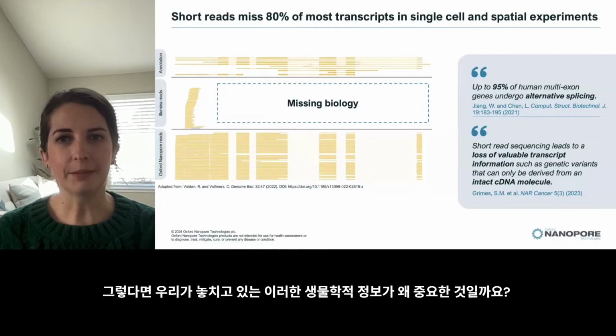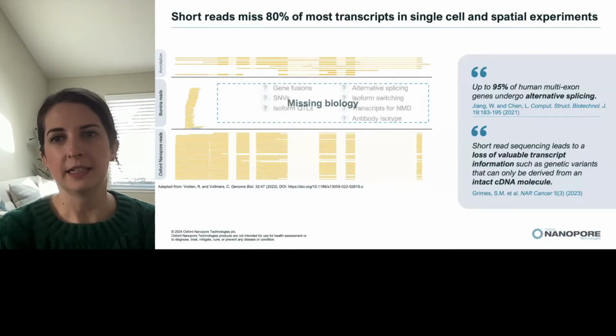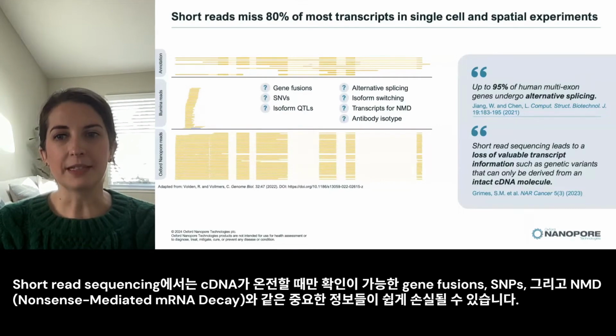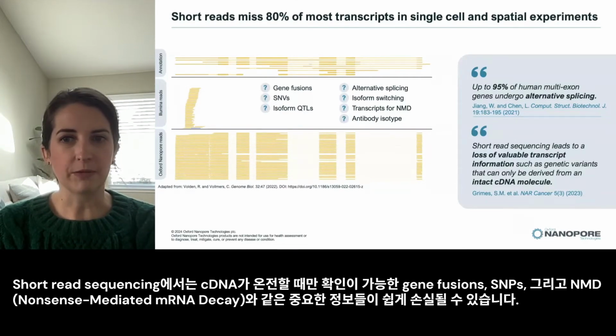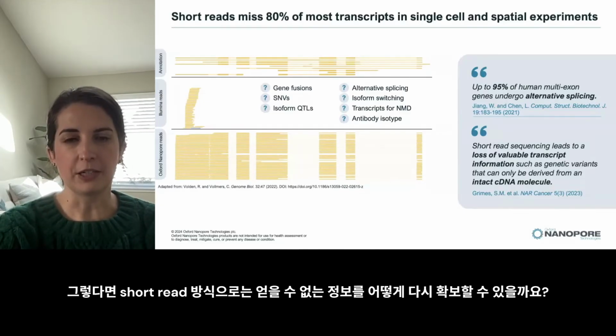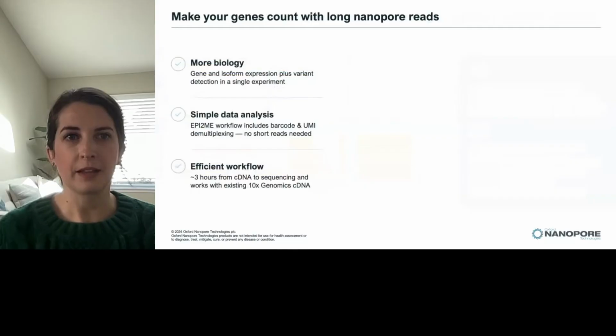So why is this missing biology important? To read the quotes on the side here, up to 95% of human multi-exon genes undergo alternative splicing. And short-read sequencing leads to a loss of valuable transcript information, such as genetic variants that can only be derived from an intact cDNA molecule. Some of those variants include gene fusions, SNVs, and also transcripts for nonsense-mediated decay. So how do we recover this ultra-rich biology that we're missing with short reads?